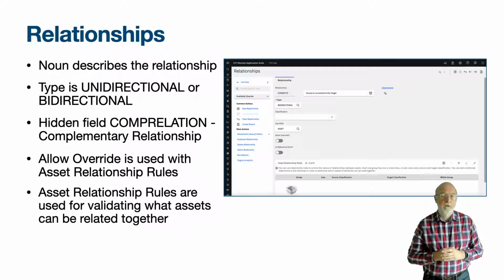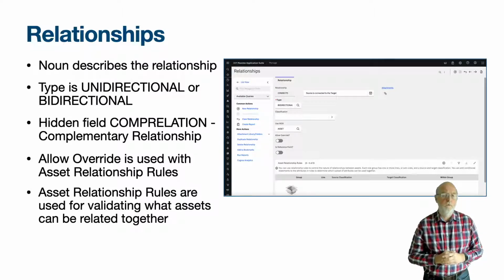You can also have multiple rule groups where there is a logical OR between each group. Only one group's set of conditions needs to be satisfied for the overall validation to be successful when setting up a relationship between two assets.